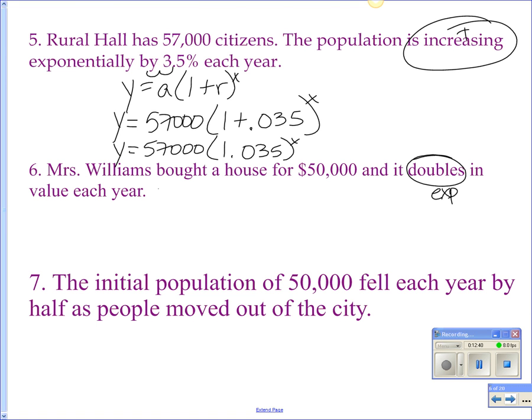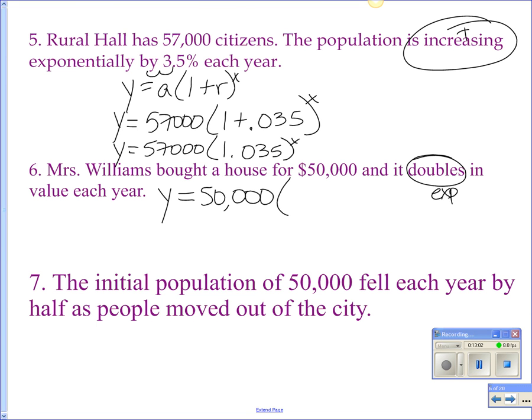Let's go ahead and jump to the y equals. What would come right after the y equals part? Good. Why does 50,000 go first? It's your A. It's your starting value. Now, here's where you're going to have to think for a minute. What do parentheses mean? Multiply.